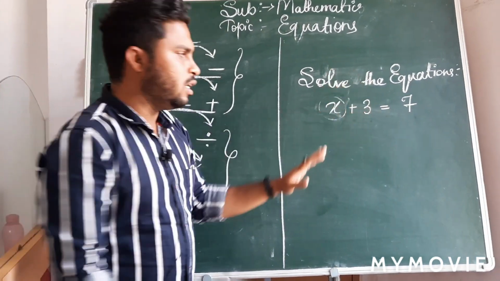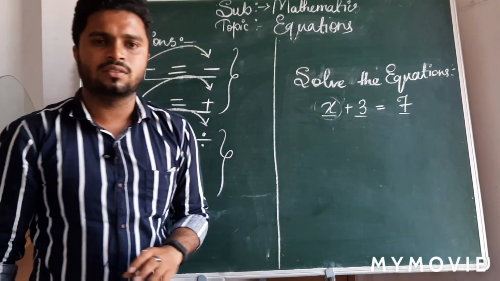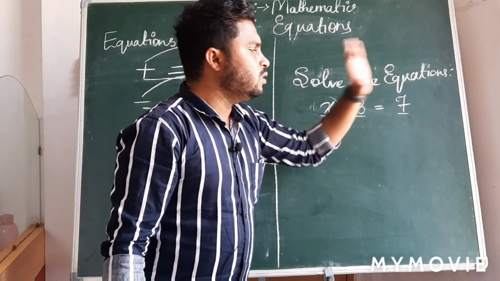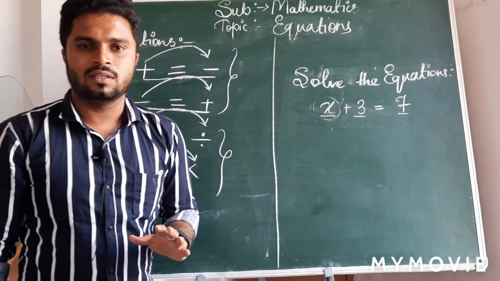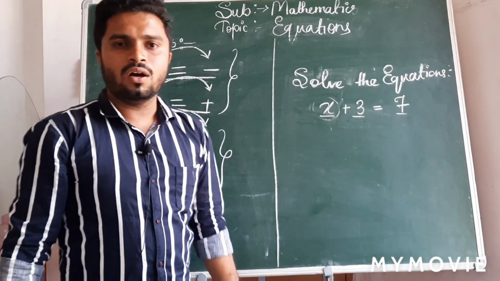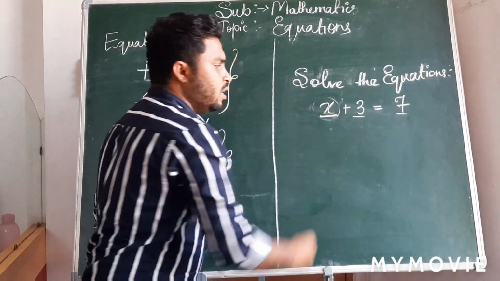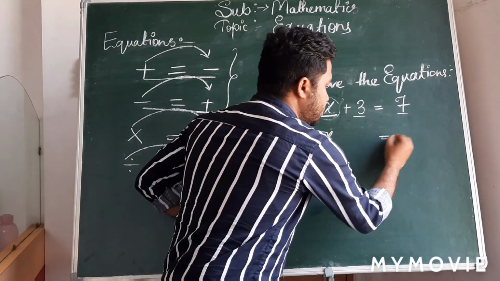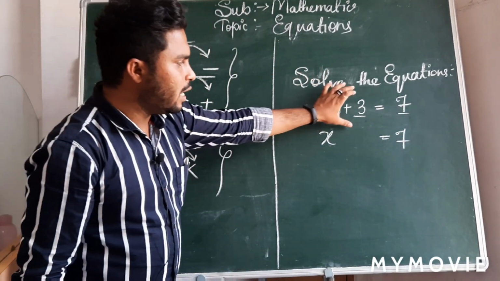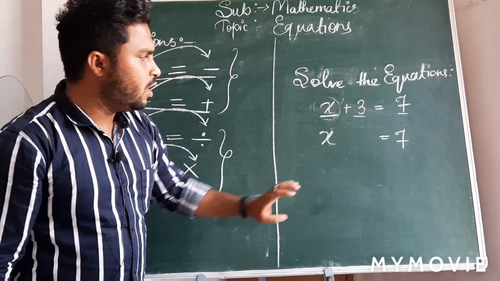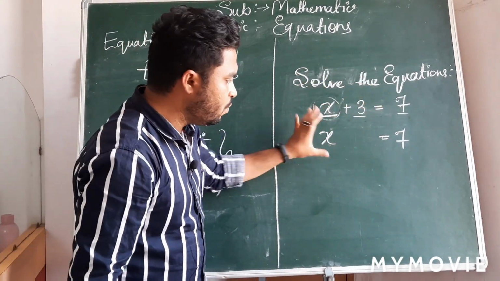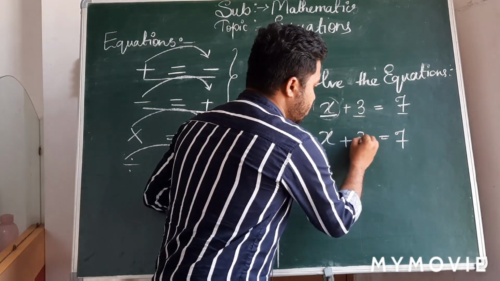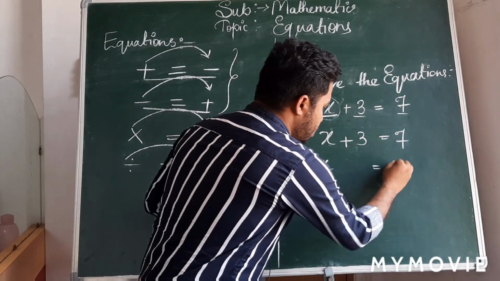Here, before that, we shall study what is this x and what are these 3 and 7. This x is a variable and this 3 and 7 you can take as constants. Now you are going to find the value of a variable, that is x. So we'll keep x as it is, then we'll keep 7 as it is. With this x we have plus 3. We need to get the value of only x. What we are going to do, I will show you in the next step. See, it is equal to 7.